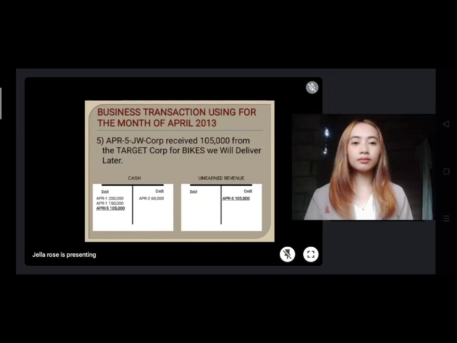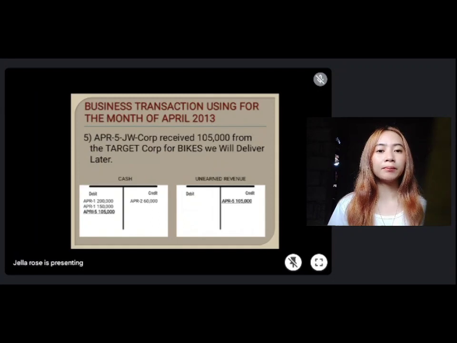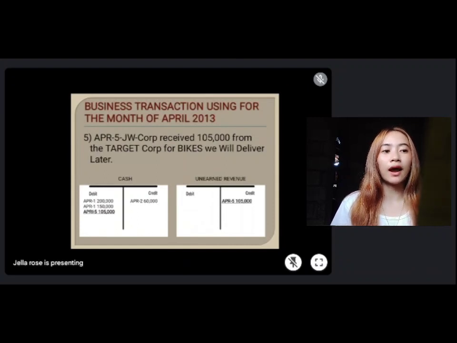On April 5, the transaction increased the asset and liabilities. The cash increased because JW Corp received 105,000, so it's debit, and unearned revenue is increased, so it's credit.